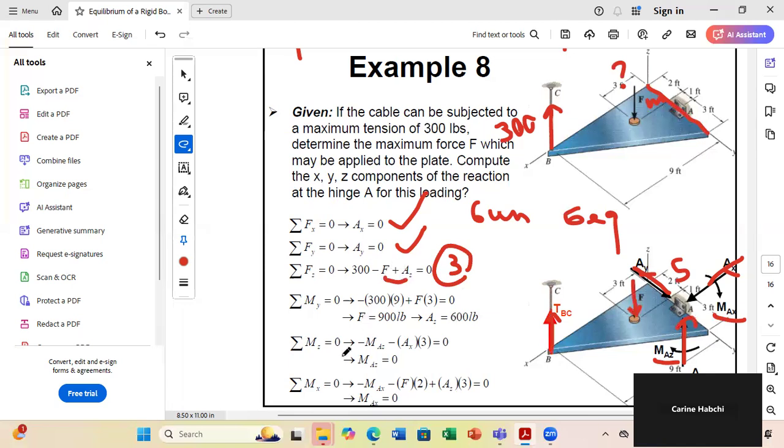Next step, I do sum of moments. Okay? Now here I can do sum of moments. I have several approaches here. I can take the origin O of the frame and do sum of moments about O equals 0. And I can also take A as a point. Taking A as a point is as if I took an X axis passing by A, a Y axis passing by A. I can call them X prime, Y prime, Z prime if you want.